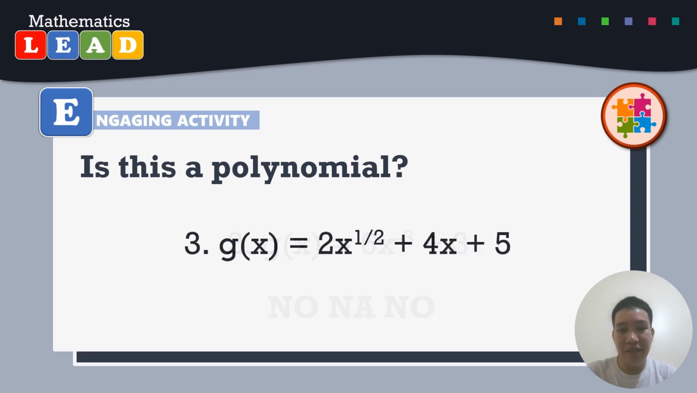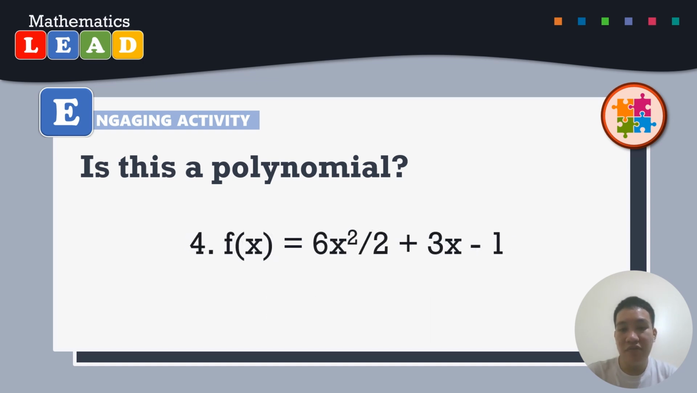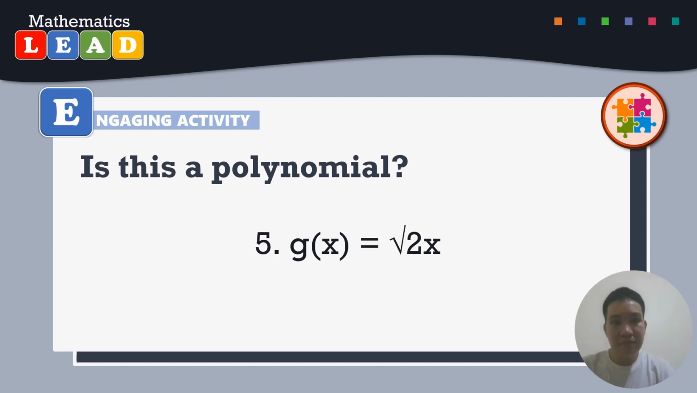How about this one? g of x is equal to 2x raised to 1/2 plus 4x plus 5. Is this a polynomial? The answer is no. Why? Because any fraction that is raised by exponent is not an example of a polynomial function. How about the fourth one? 6x squared over 2 plus 3x minus 1. Is this a polynomial? Yes, it is, where 6 over 2 is equal to 3, so 6x squared over 2 is equal to 3x squared plus 3x minus 1.